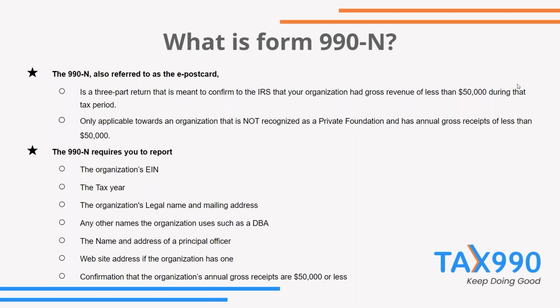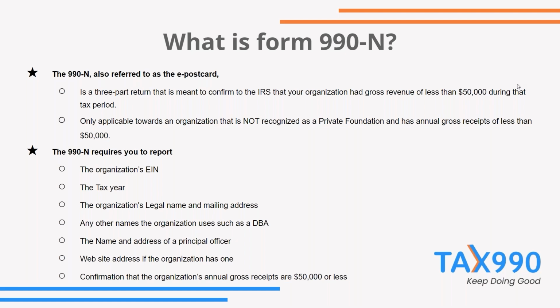When filing the 990N, there's not quite as much information required as there is with other 990 series forms. Unlike with the 990 or the 990EZ, you're not required to report specific revenue, expenses, contributor information, governing body information, or activities on the 990N form.